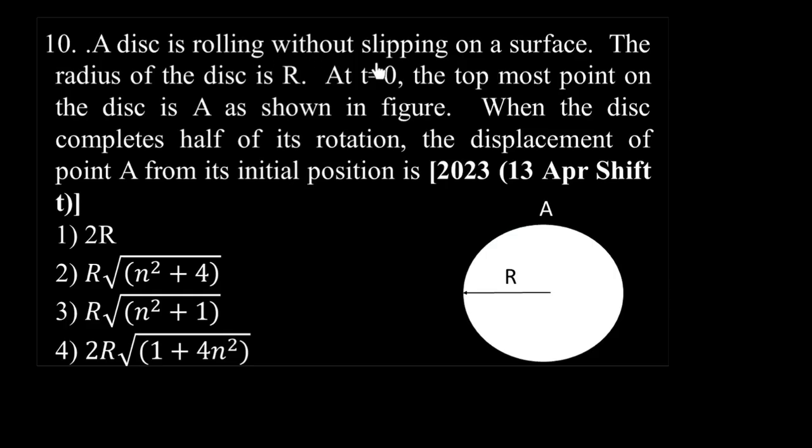A disc is rolling without slipping on a surface. The radius of the disc is r. At t is equal to 0, the topmost point on the disc is A, as shown in the figure. When the disc completes half of its rotation, the displacement of point A from its initial position is.